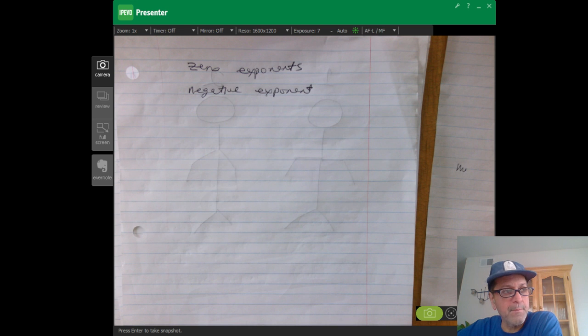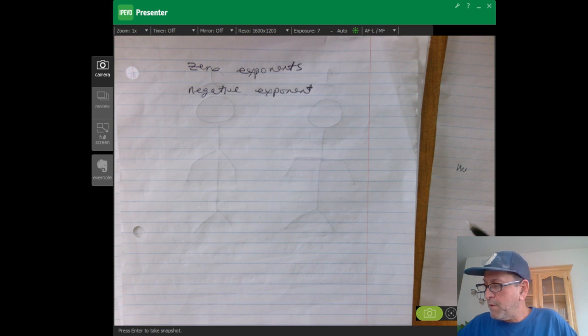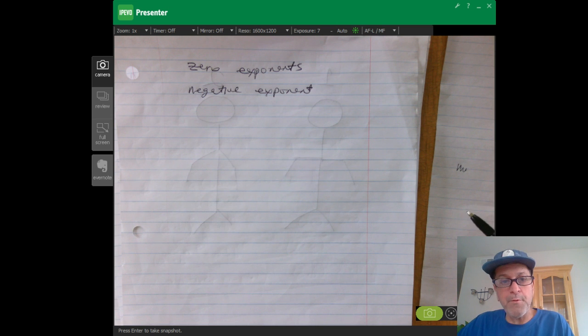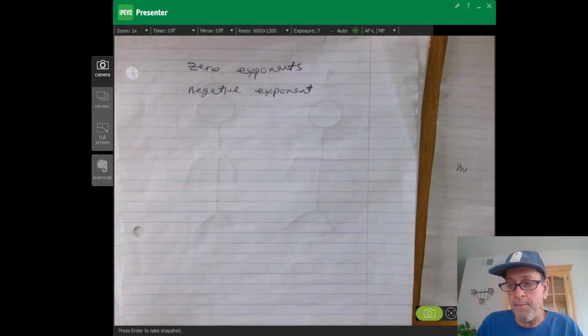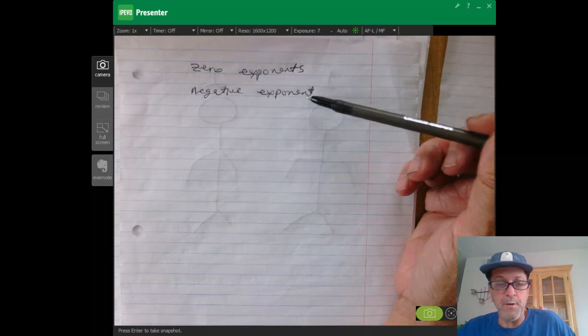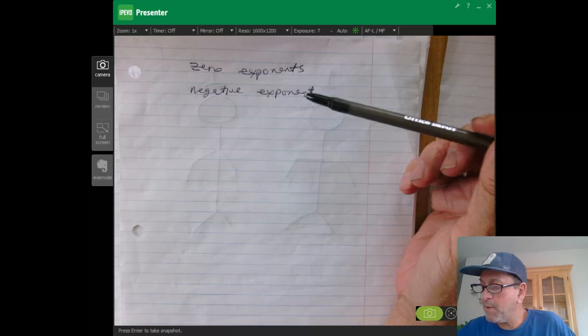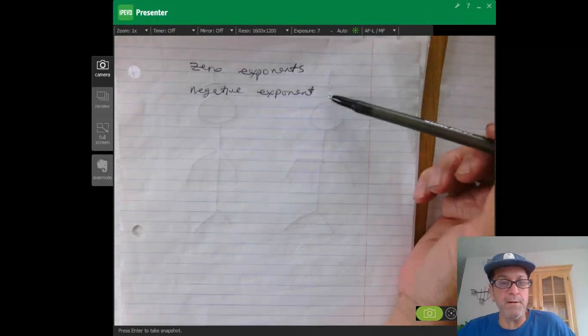Okay, what we're going to talk about right now, the topic for this video, is zero exponents and negative exponents. So we're going to use the quotient of powers property and the definition for exponents and powers. Both of these properties, I think, aren't that hard to see what's going on, but it's very easy to get confused with these.